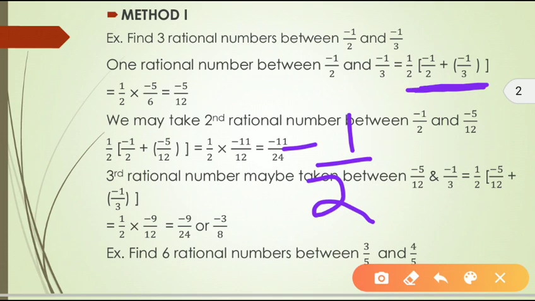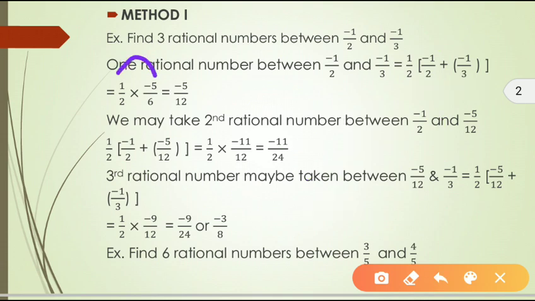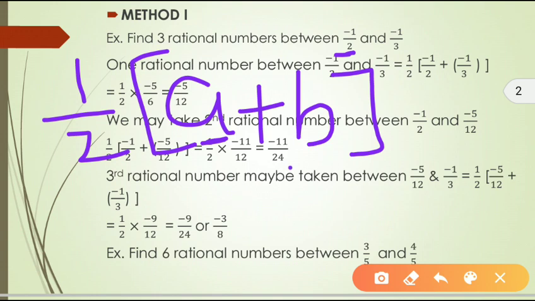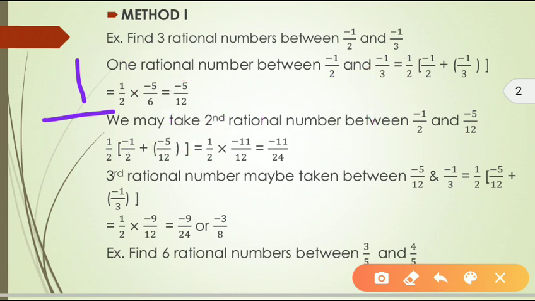Now what you have to do is multiply the numerator and then multiply the denominator. You will get minus 5 by 12, means minus 5 by 12 is the first rational number between these. What is the formula? Your formula is 1 by 2 in bracket a plus b, where you can suppose a is the first rational number and b is the second rational number. You just put the values and then if you solve this, you will get the first rational number. Now you got the first rational number.